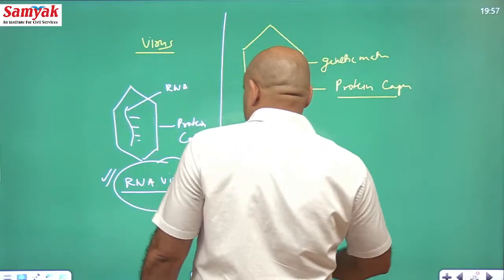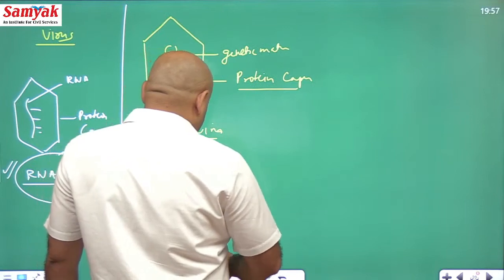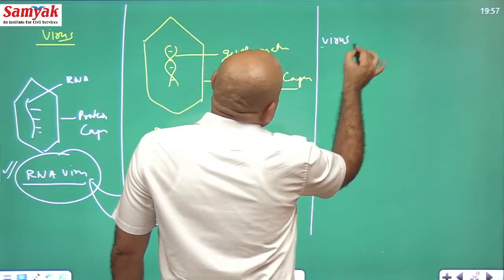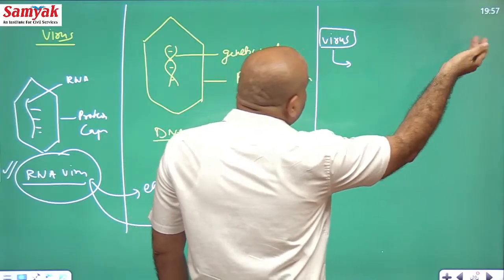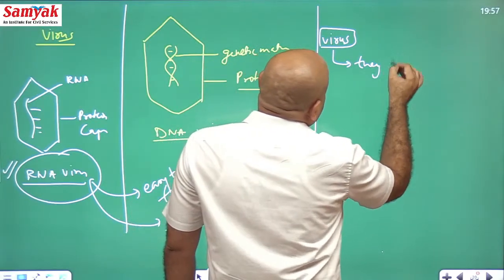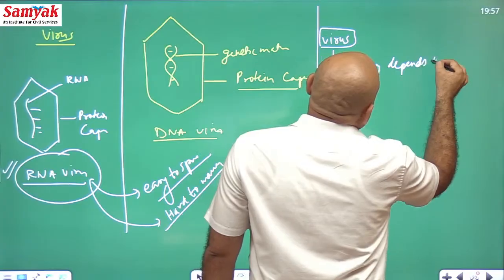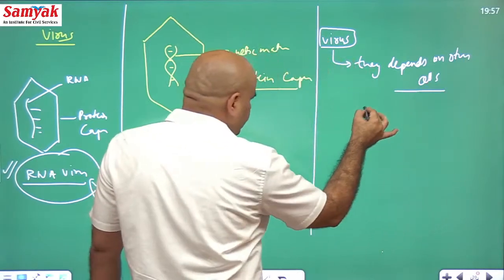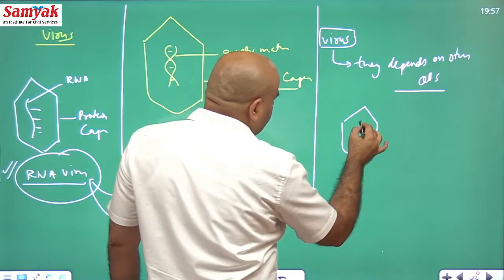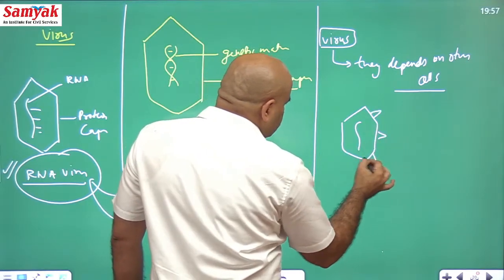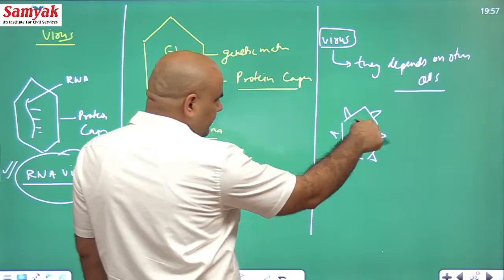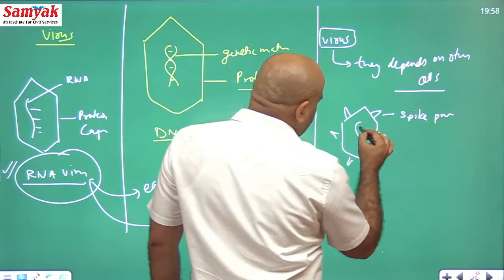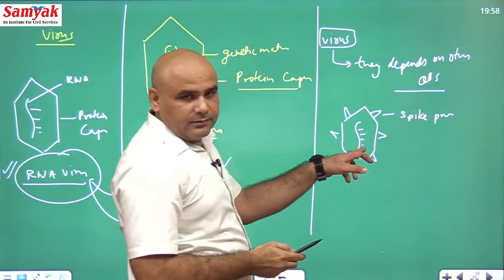So now, always remember that virus, they cannot reproduce themselves. They depend on other cells for reproduction. For example, first of all, virus. Okay, one more thing you need to remember. Some of the groups of viruses, they are having this type of proteins. These proteins are named as spike proteins. And inside the virus, there is RNA.